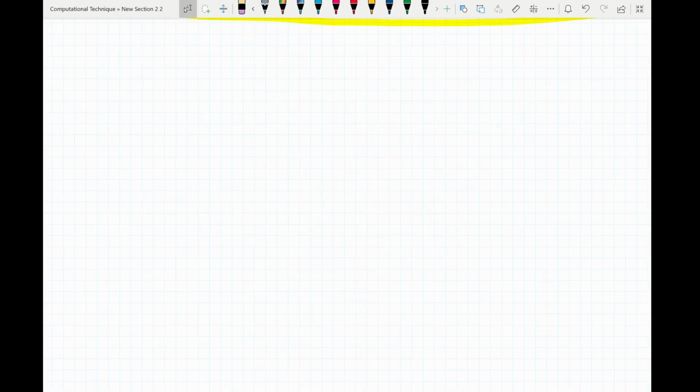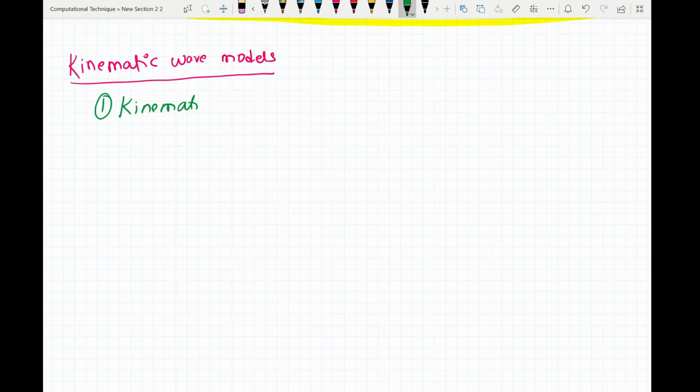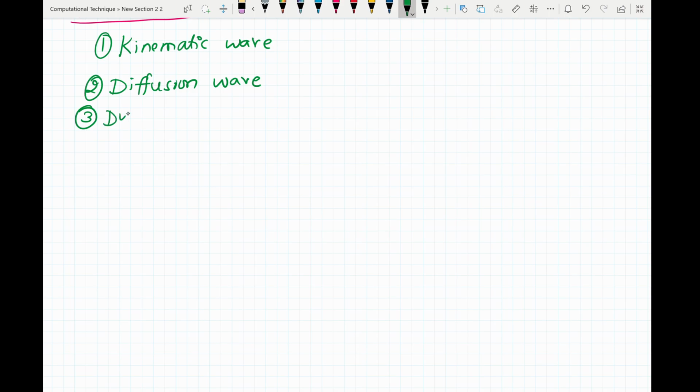Now let's look into kinematic wave models. There are different types of waves. The simplest kind would be kinematic wave. The other two types are diffusion wave and dynamic wave. And this is the simplest and this is the most complex.